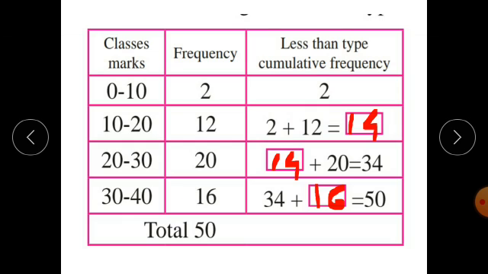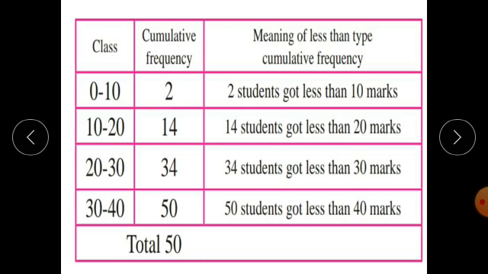Now see what is the meaning of less than type cumulative frequency. Here the first column is for class, second is for cumulative frequency and third column is for the meaning of less than type cumulative frequency. For the class 0 to 10, cumulative frequency is 2. So the meaning is 2 students got less than 10 marks.